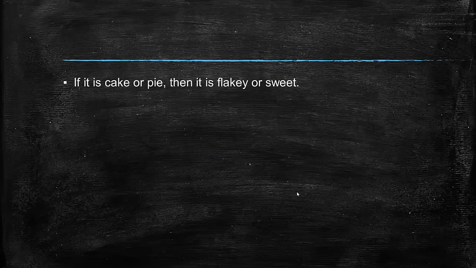If it is cake or pie, then it is flaky or sweet. So try it. Turn me off and turn me back on. If it is cake or pie, then it is flaky or sweet. Okay, brackets here, and then the whole formula needs brackets around it too.